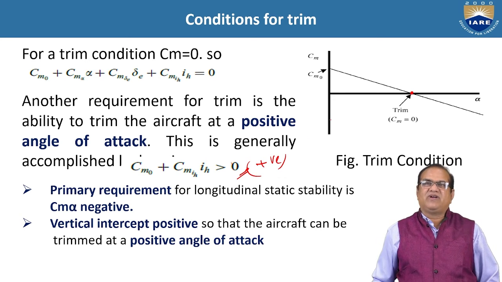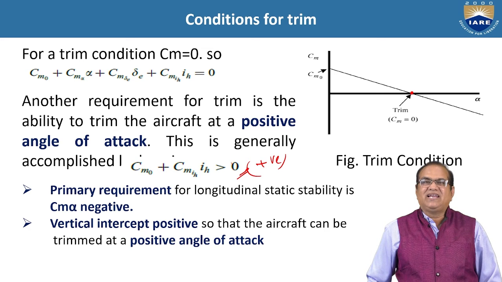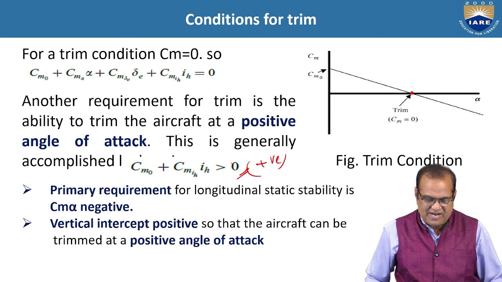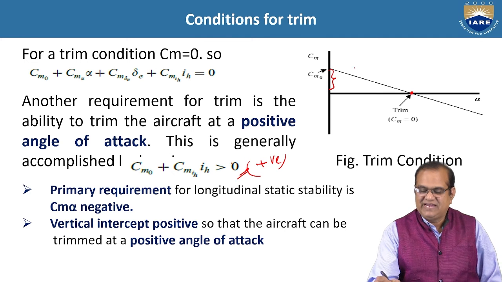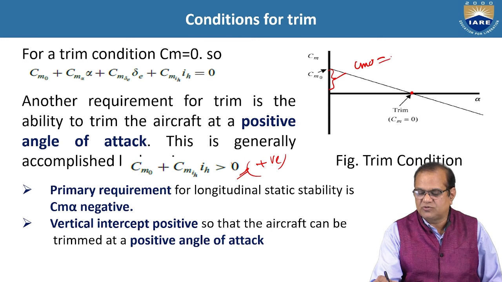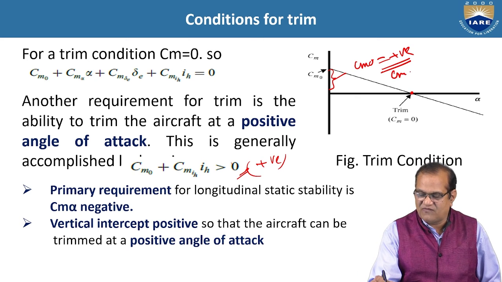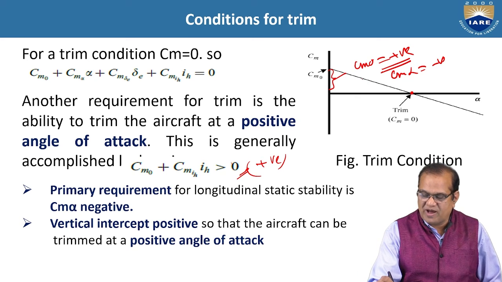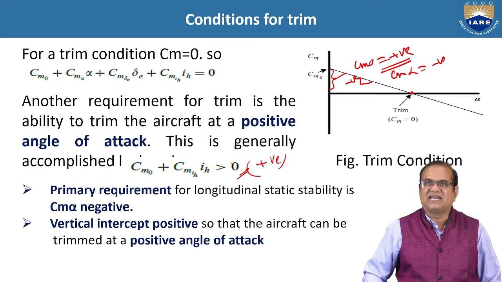So the primary requirement for longitudinal static stability is that Cm alpha should be negative, and the vertical intercept positive, so that the aircraft can be trimmed at a positive angle of attack. This vertical intercept Cm naught should be positive, and Cm alpha should be negative, meaning the slope of this curve should be negative. If you are able to make this, then we can say that the aircraft is statically stable.